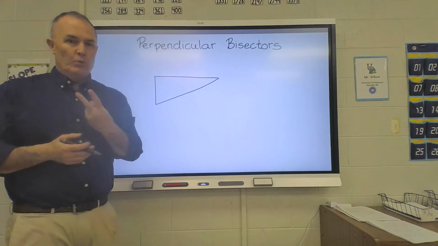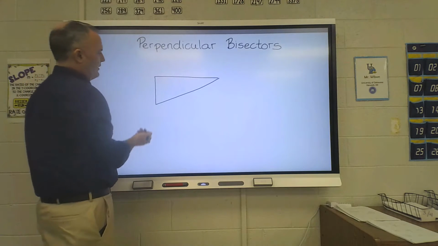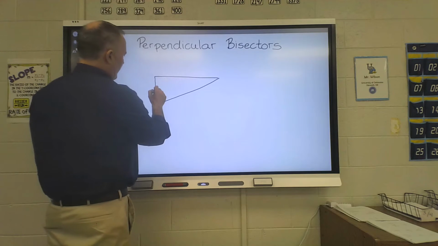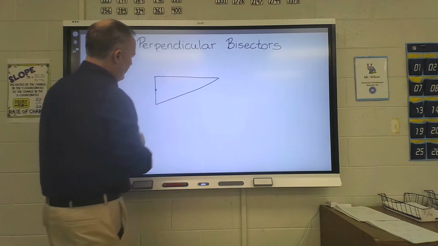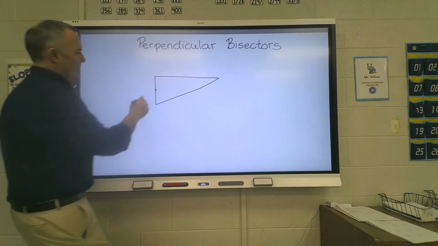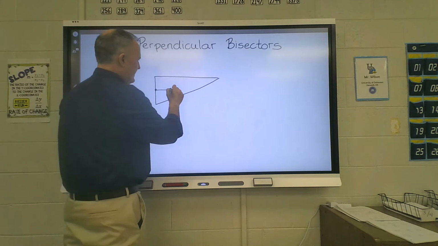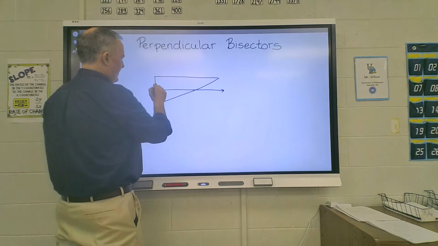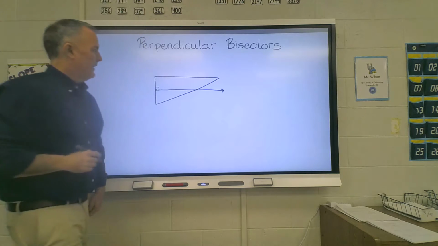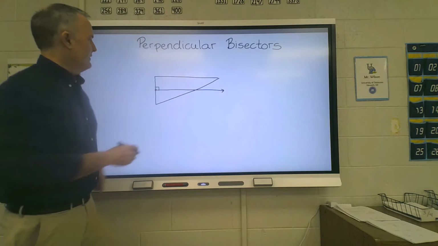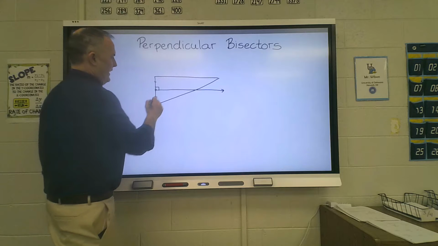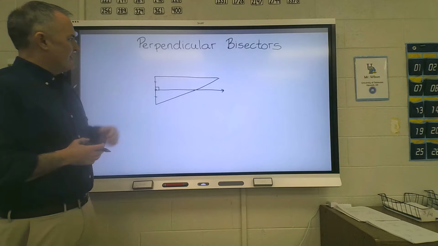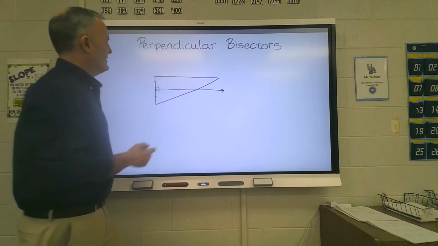Remember, bi means 2. So we're going to pick this side. We're going to try to kind of eyeball it today, just for our notes. And we're going to roughly find the middle of that side. And I'm going to draw a line coming out from that side at a 90-degree angle. All right? So that's my perpendicular bisector. It's going to cut this side perfectly in half. All right, perpendicular bisector. Next, I am going to find the middle of another side.